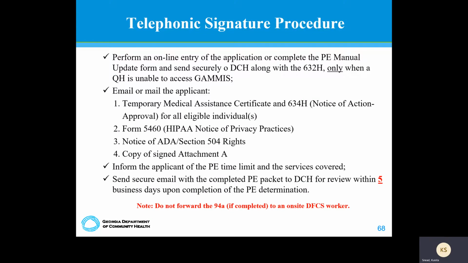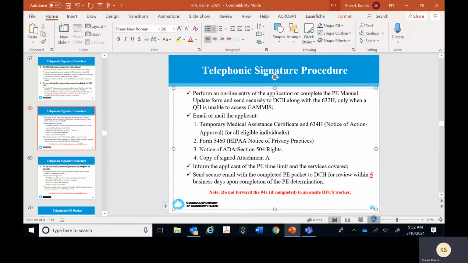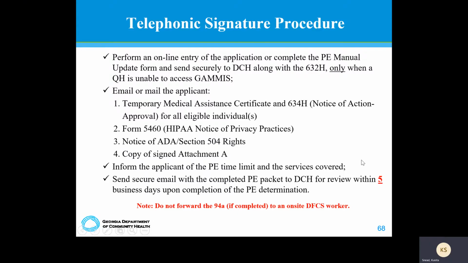Then once you have determined that they are eligible, you're going to add the information that you have on that 632H. Okay, here's another little mistake. The word to should go right here. Sorry. So you're going to send securely to DCH. I'm sorry. If you cannot, remember we went through the PE manual update process. If you're not able to add the PE to Gametes for some reason, that's when you will fill out that PE manual update form. Otherwise, you're going to be adding the information to Gametes yourself.